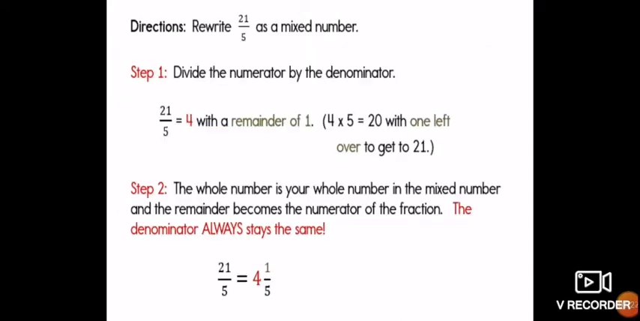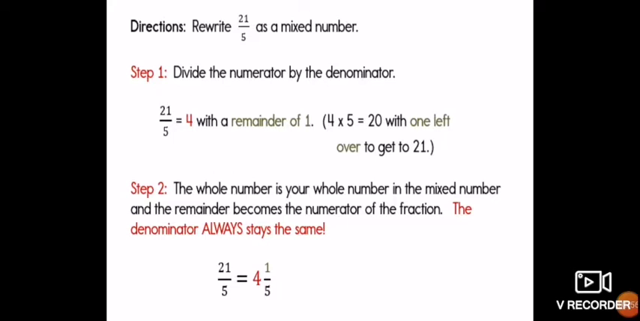Now the directions: rewrite 21 by 5 as a mixed number. This is your question, to rewrite an improper fraction as a mixed number. Now what is the first step to write an improper fraction as a mixed number? That is, divide the numerator by the denominator. Divide the numerator by the denominator.